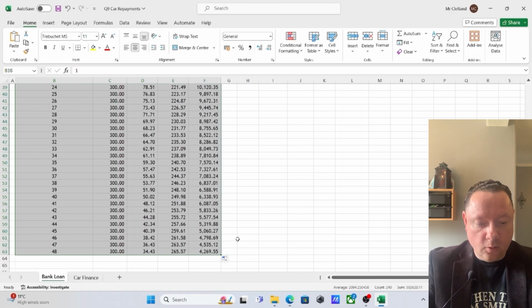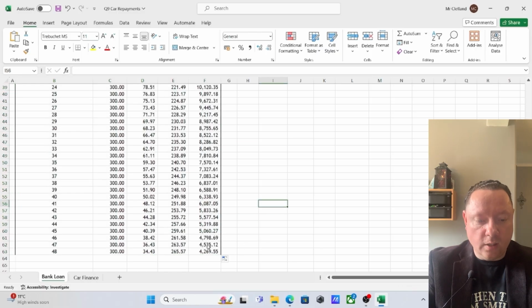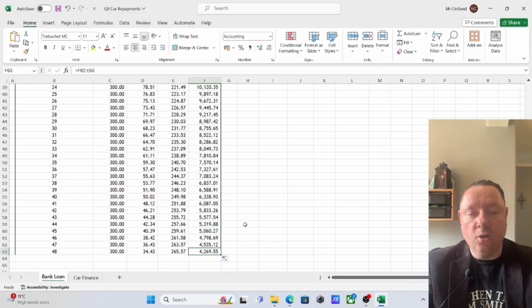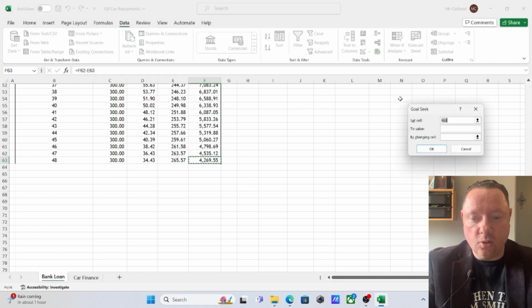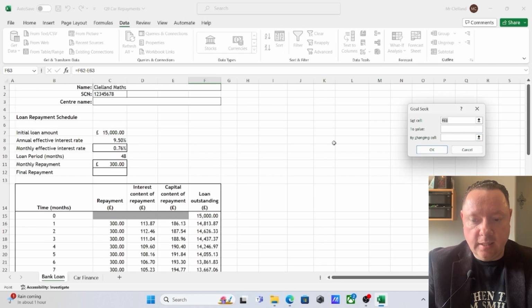There you go, just make sure it stops at 48, if not drag up or down. And you'll notice that the final box is not 0 because we just made up 300. So we do a goal seek. We go What-If Analysis, Goal Seek. We want to change that to 0 by changing the monthly repayment, that box there.